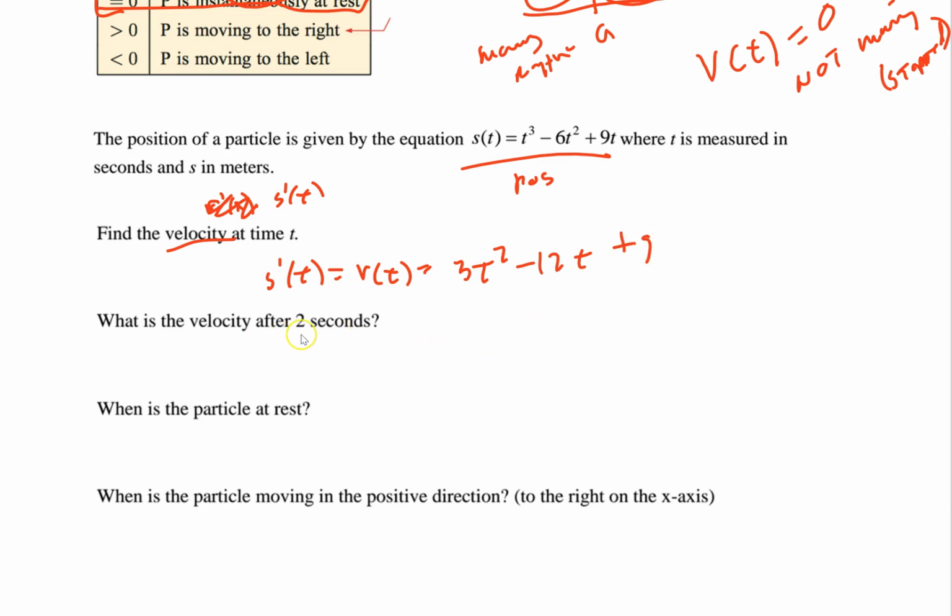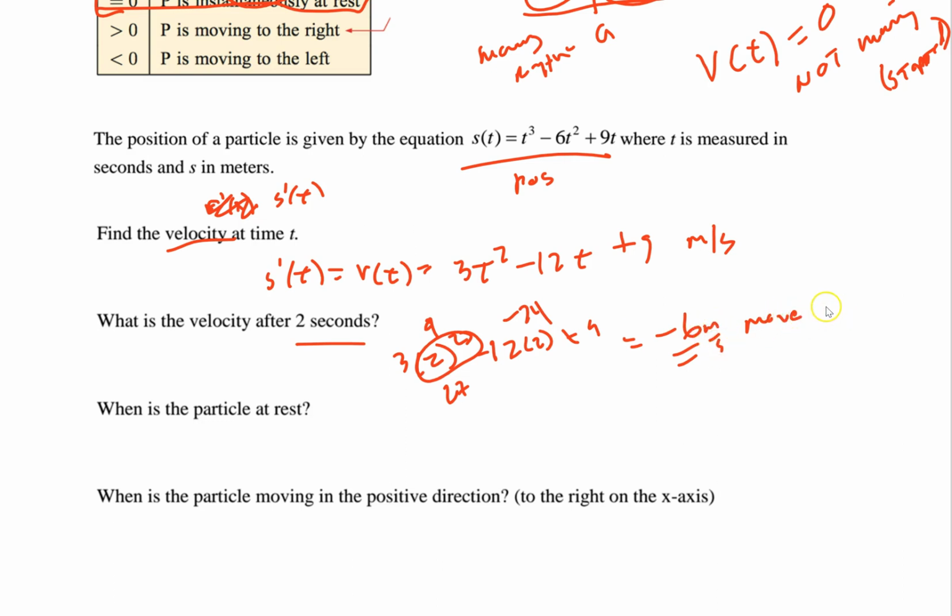What is the velocity at 2 seconds? Now again, notice how they give us time, so I'm plugging in for my t's. 3 times 2 squared. By the way, it should be meters per second. Every time you take a derivative, you can divide by seconds because you're taking it with respect to time, so you're dividing by time every single time. So 3 times 2 squared minus 12 times 2 plus 9. This goes first, so 9 times 3 is 27. 27 minus 9 is 18. 18 minus 24 is negative 6. So you're moving to the left, negative 6 meters per second. Your particle is just moving to the left.